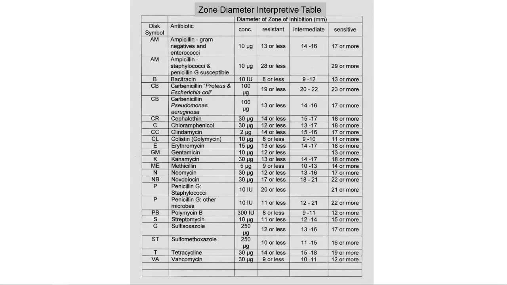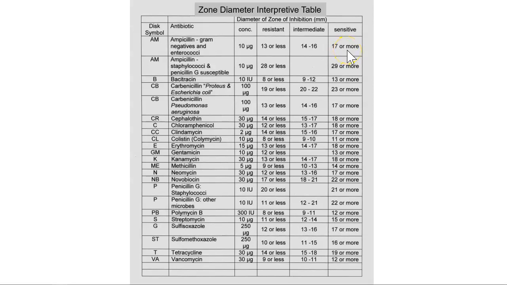So let's pick one out. Let's say we were dealing with ampicillin. It says ampicillin is AM. Concentration is 10 micrograms. It says if we're looking at gram-negative bacteria and enterococci and we get a number of 13 millimeters or less, then that bacterium is considered to be resistant to the antibiotic. If it is 17 millimeters or more, then we're looking at the organism being susceptible to the antibiotic.